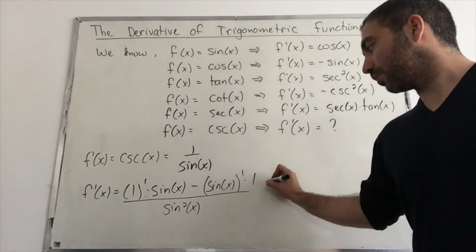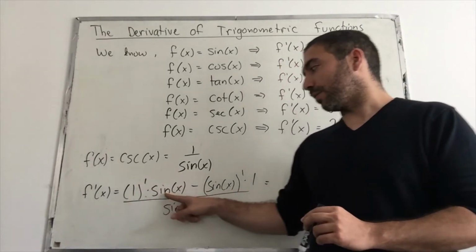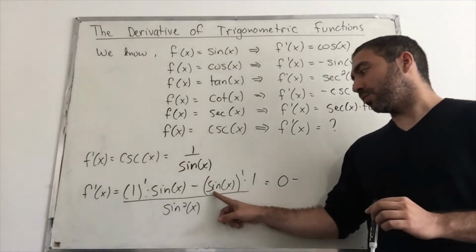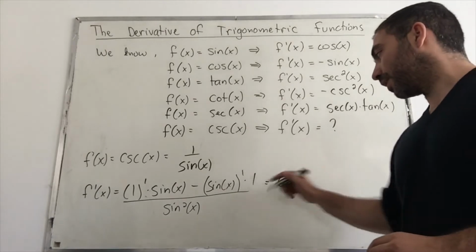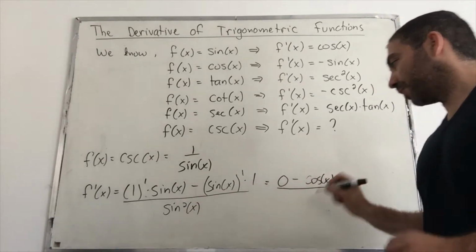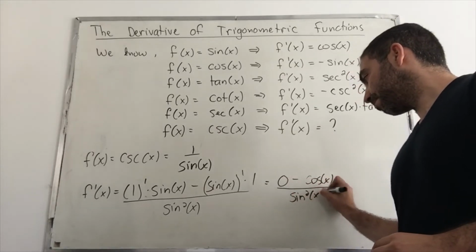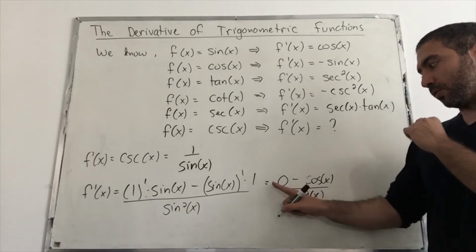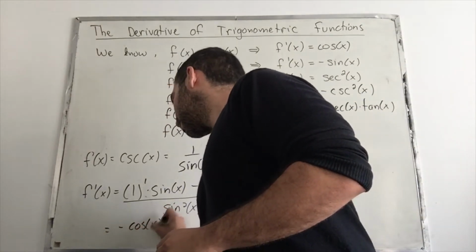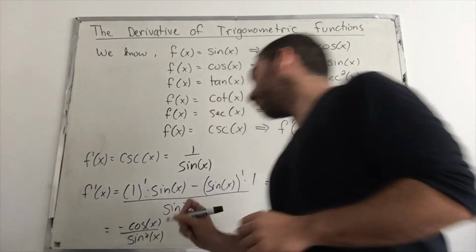Okay. So as we saw earlier, the derivative of 1 is 0, so 0 times sine is gone, that's 0, minus the derivative of sine, we know, is cos, and cos times 1 is just cos, over sine squared. So 0 minus cos is just negative cos over sine squared. And again, this is the answer.